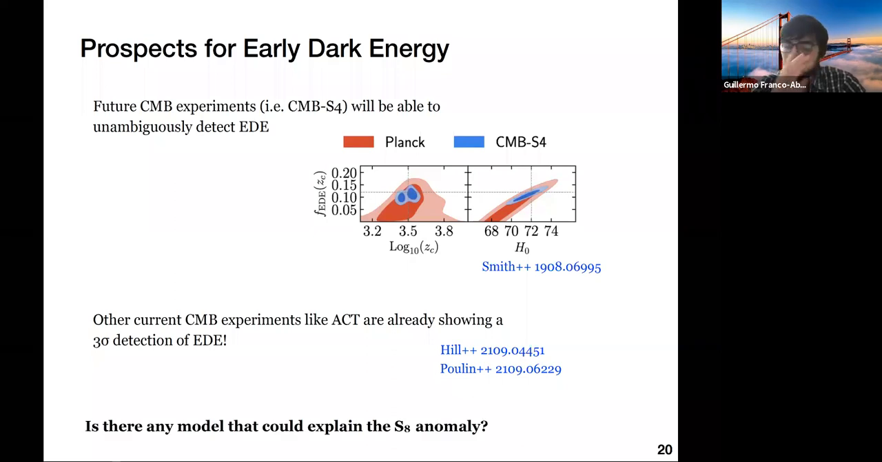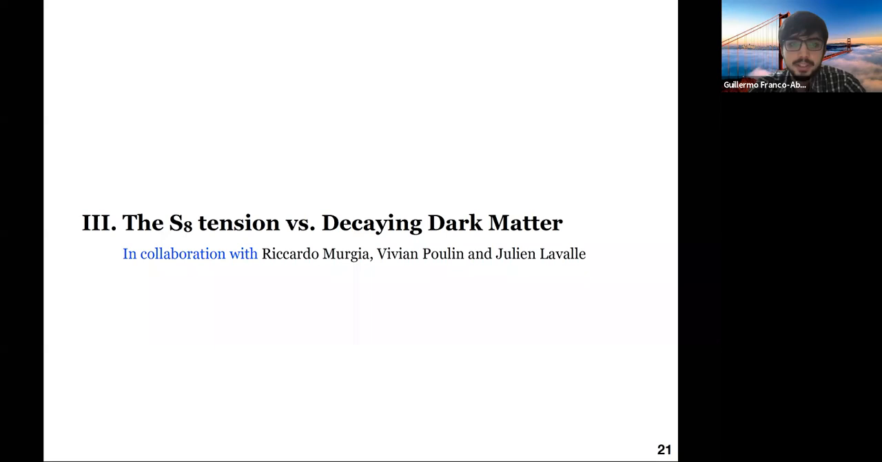What remains clear is that this model is not able to address the S8 tension at all, and this is what we wanted to explore with another, different model, which corresponds to the other part of my talk. Before starting with this part, I want to ask whether there are any questions on the first part.